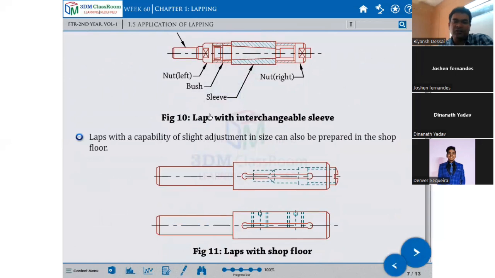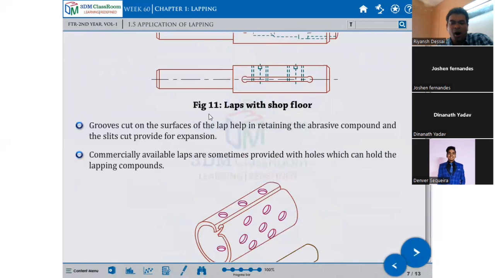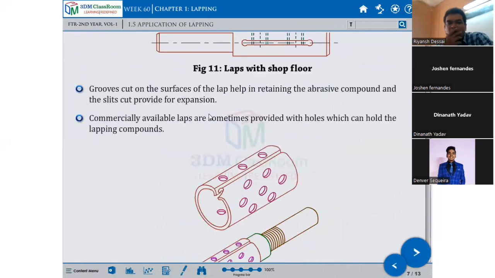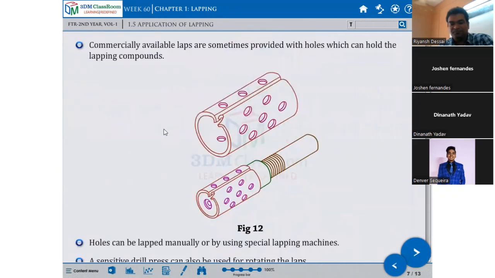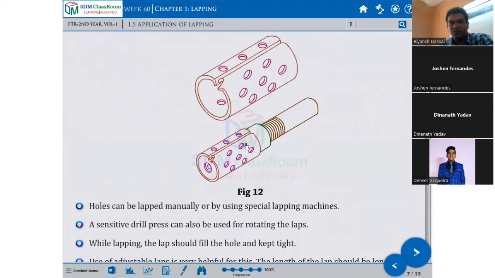The lap allows slight adjustment in size and can also be prepared in the shop. Grooves cut on the surface of the lap help in retaining the abrasive compound, and the slit is provided for expansion. Commercially available laps are sometimes provided with a hole which can hold the lapping compound. So this is the way you have to hold it to get the finish.